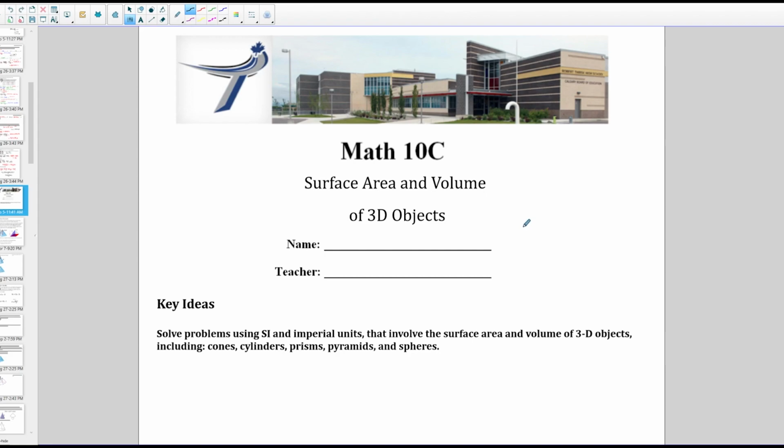Today we're going to start the M3 surface area and volume of 3D objects outcome. Some of the key ideas that we're going to explore in this outcome include the surface area and volume of 3D objects such as cones, cylinders, prisms, pyramids, and spheres.